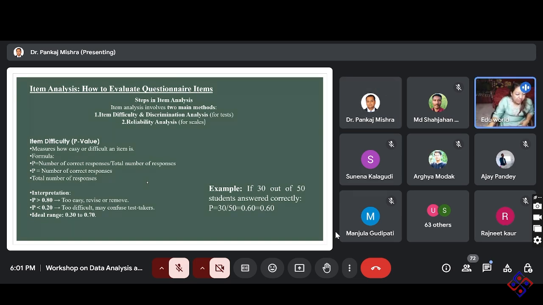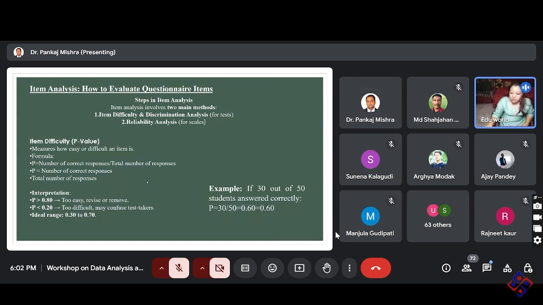Now see, if we are getting a result of more than 0.80, then it is too easy, so revise or remove it. We have to remove those items. Again, when it is below 0.20, then also it's very confusing, and we have to remove it. That means the items ranging from 0.3 to 0.7, we will keep, and the ones beyond this range, we have to eliminate.